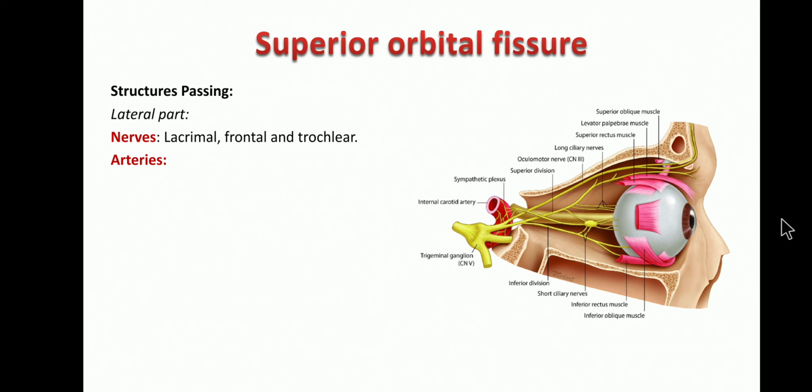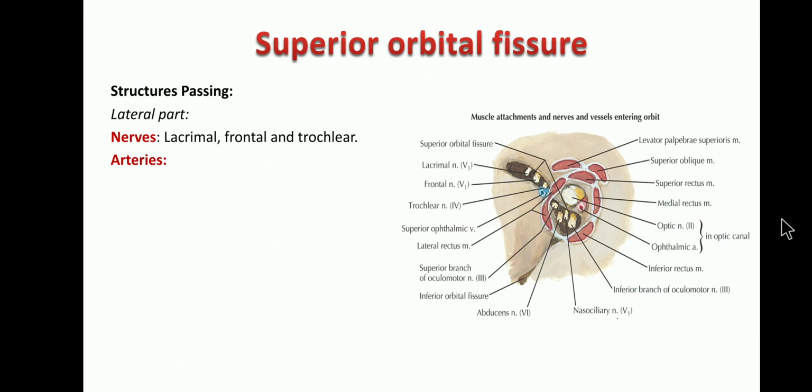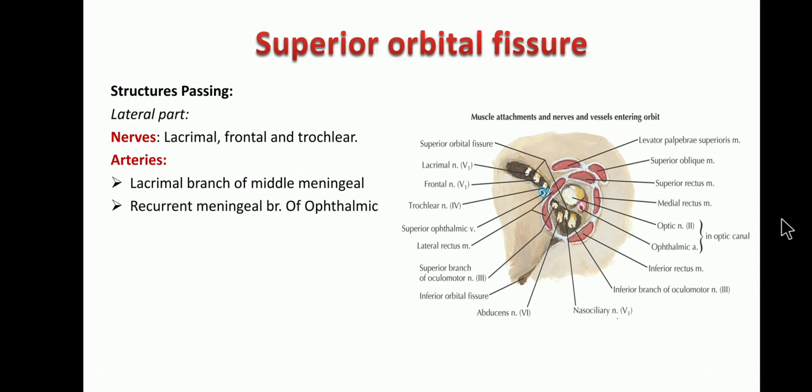Then the arteries will be mainly the lateral branch of middle meningeal artery and then the recurrent meningeal branch of ophthalmic artery. Okay. So this is the lateral compartment. From above and laterally what you see is the lacrimal, frontal. These two are branches of the ophthalmic division. And then trochlear comes. Okay, you remember it as LFT.